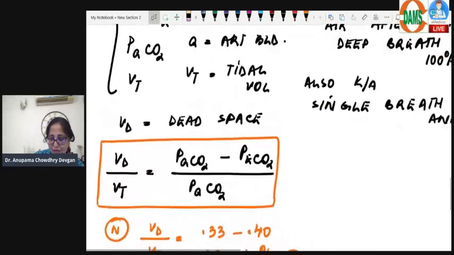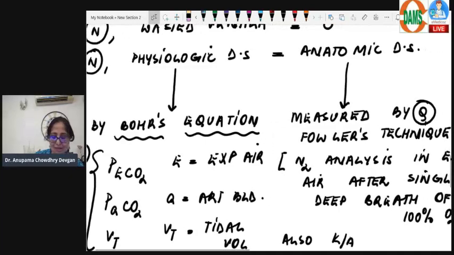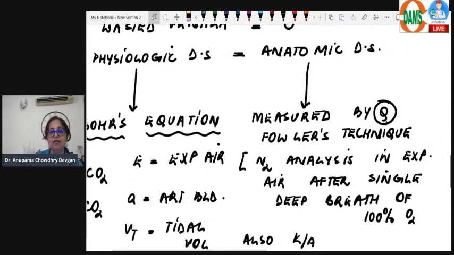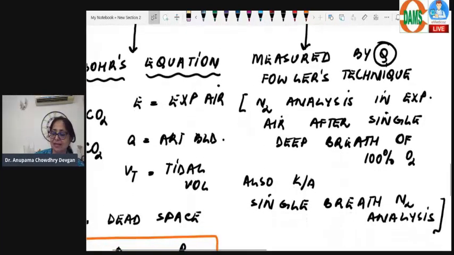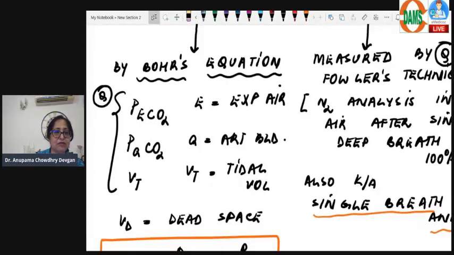Again, there is a physiologic and the anatomic dead space. How do you measure anatomic dead space? This is by the Fowler's technique. What is Fowler's technique? Nitrogen analysis in the expired air after a single deep breath of 100% oxygen, also known as the single breath nitrogen analysis. Bohr's equation is used to measure the physiologic dead space, but for this you need three things: PeCO2, PaCO2, and tidal volume.